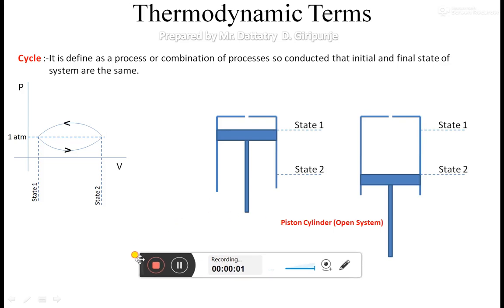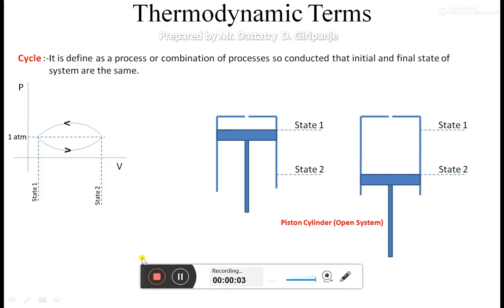Hello class. Now in this lecture we will see another thermodynamic term used for processes or thermodynamic systems, that is cycle. So till here we have completed terms like state, process, and path. Now what is a cycle?